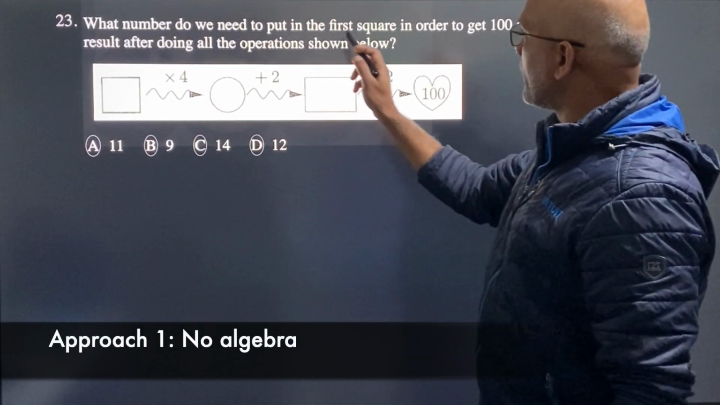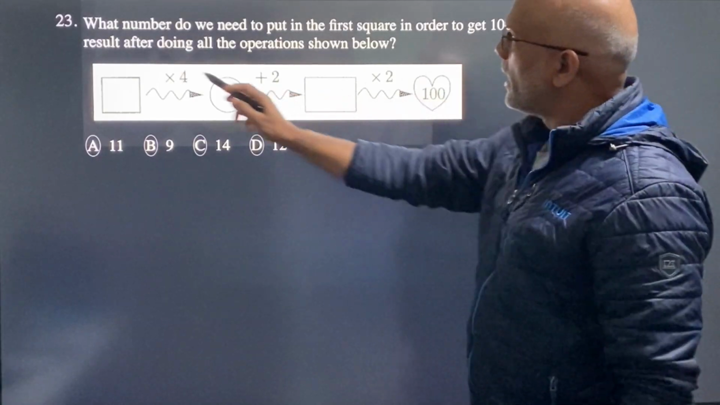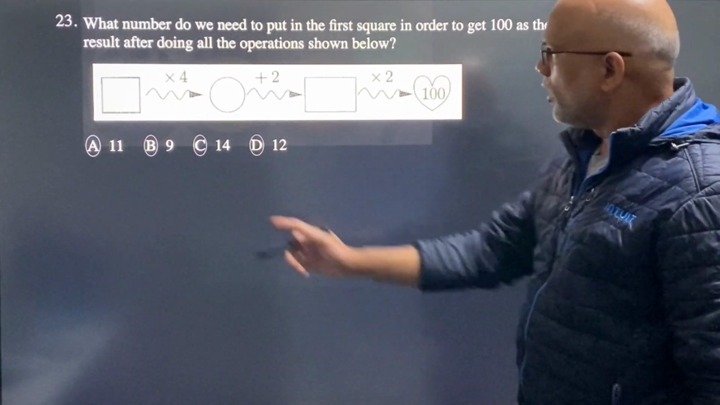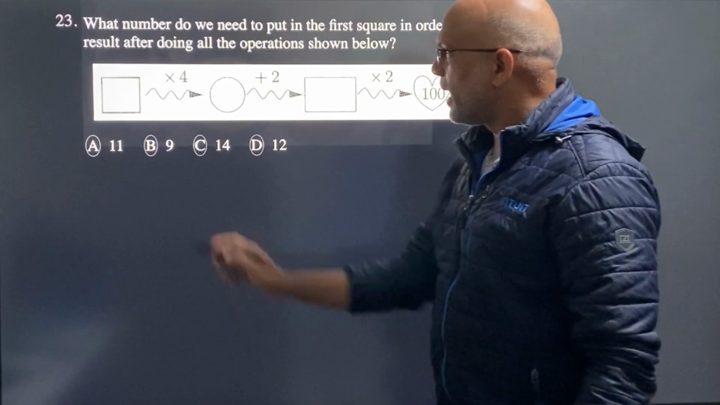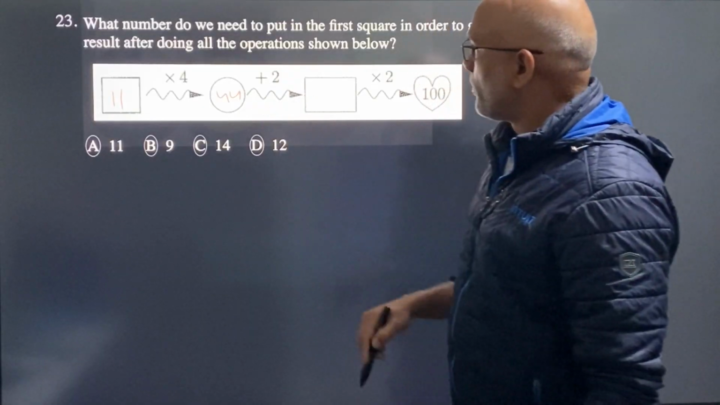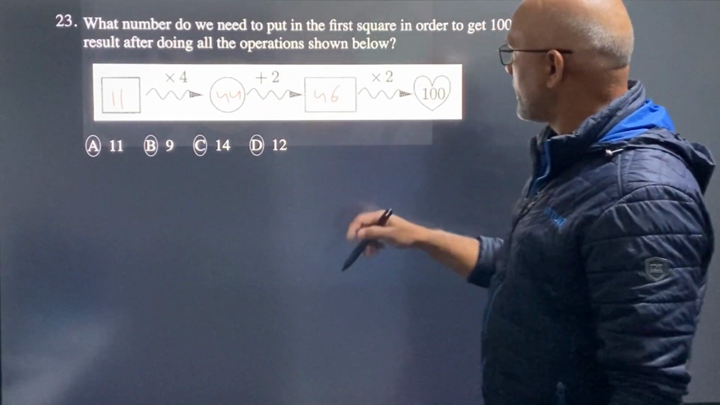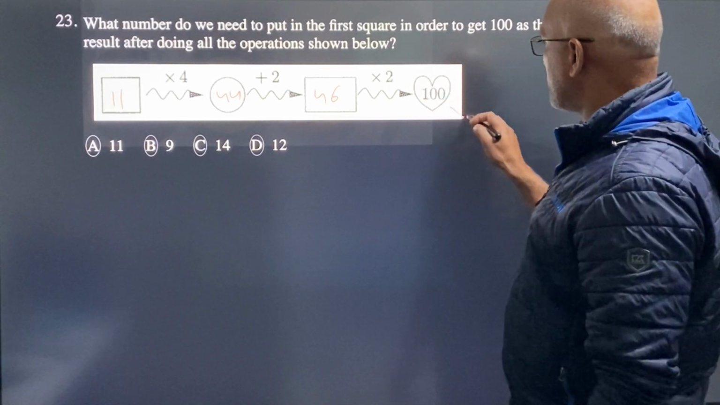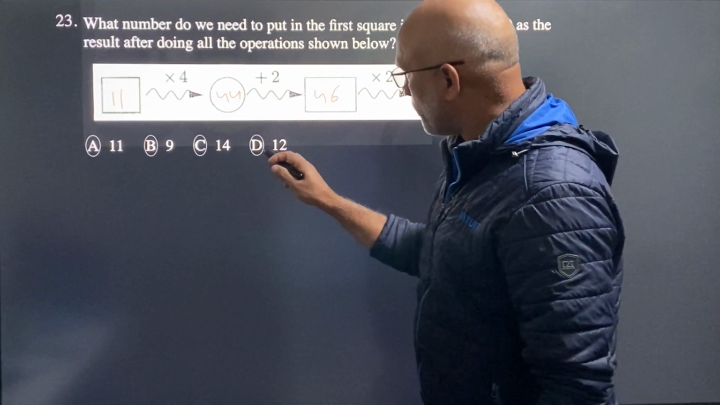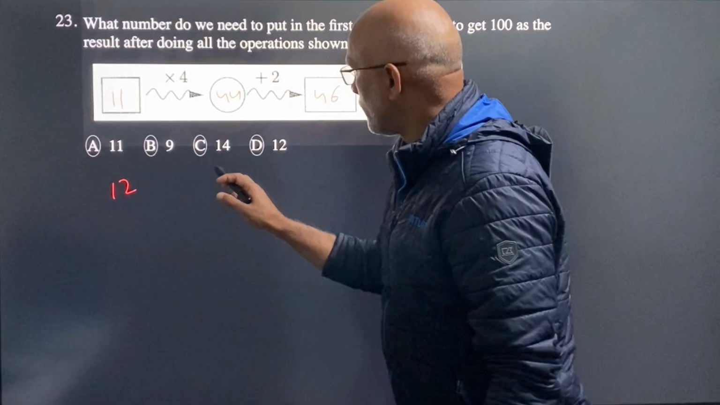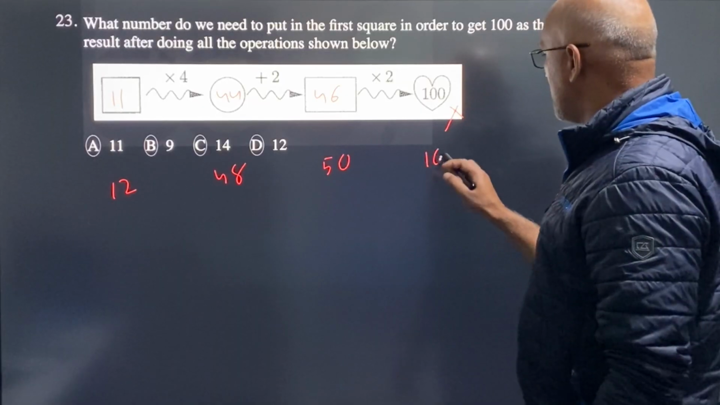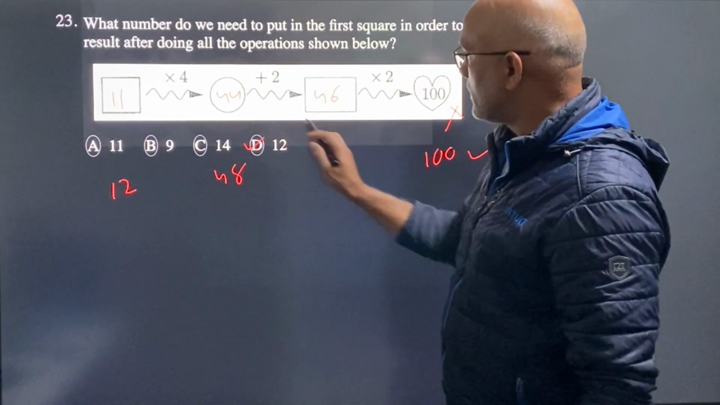What number do we need to put in the first square in order to get 100 as a result after doing all the operations shown below? So what number do we need to put here so that we get 100 here? We can actually try each choice one at a time. If I put 11 here, 11 times 4 is 44, plus 2 is 46, times 2 is not 100, so we are not getting the right answer. Similarly, you can check the other choices. I have already tried, and if you put 12 here, 12 times 4 is 48, plus 2 is 50, times 2 is 100. So this works. Then D is the correct choice.